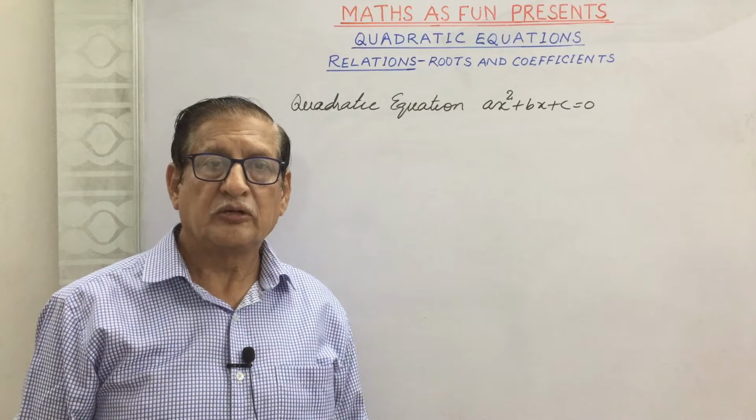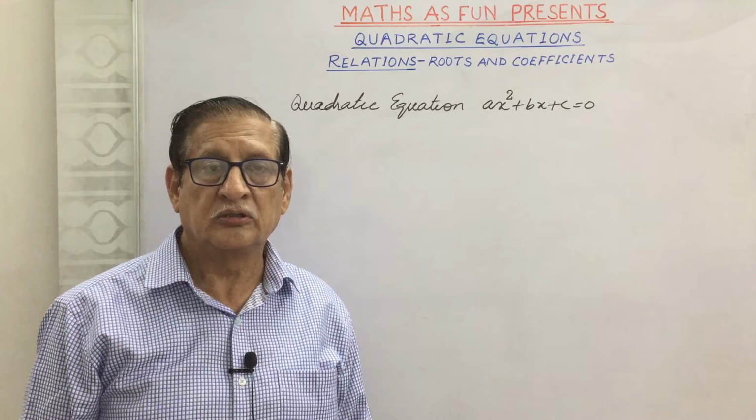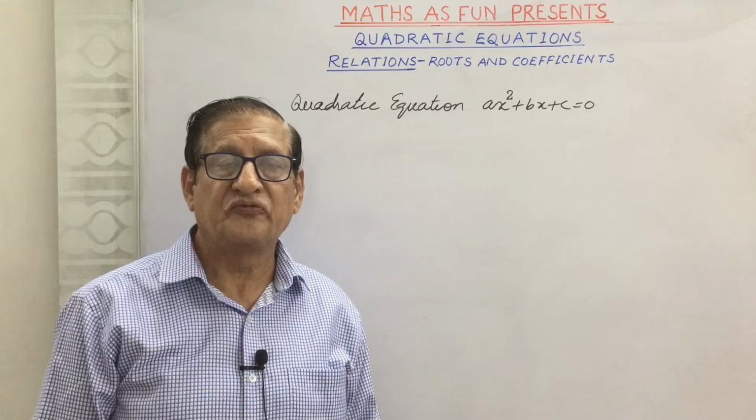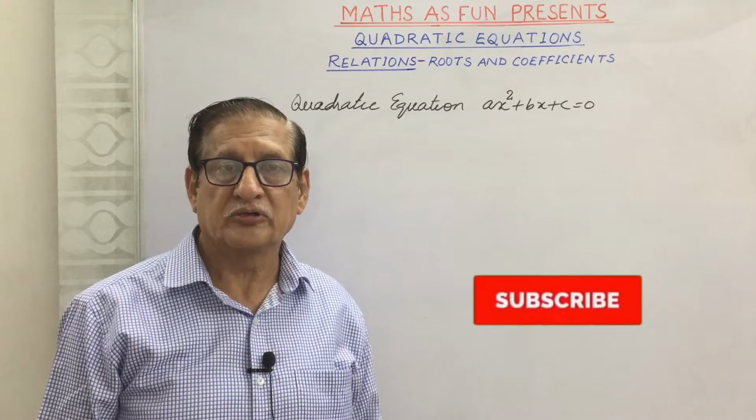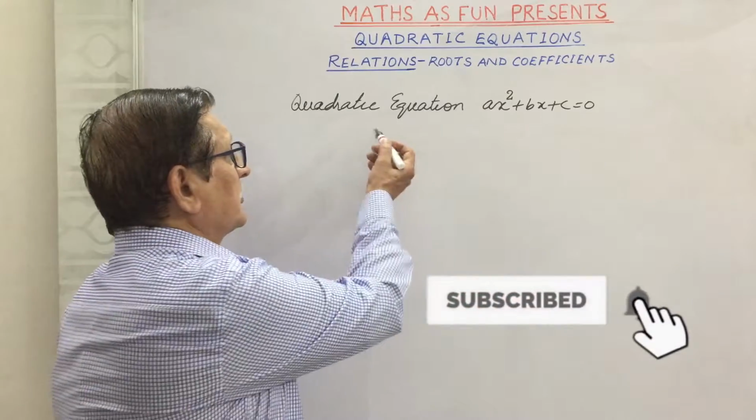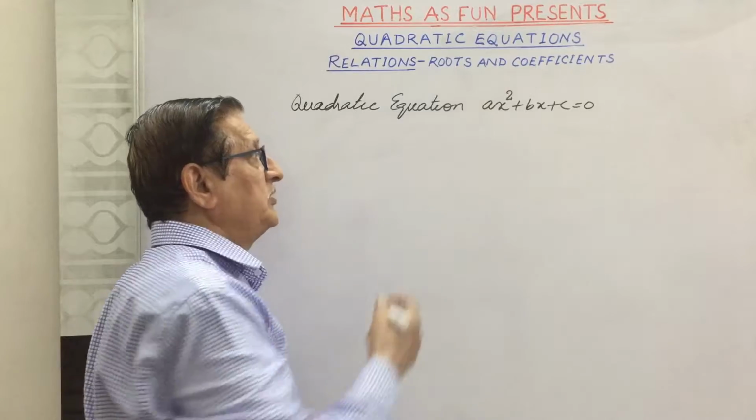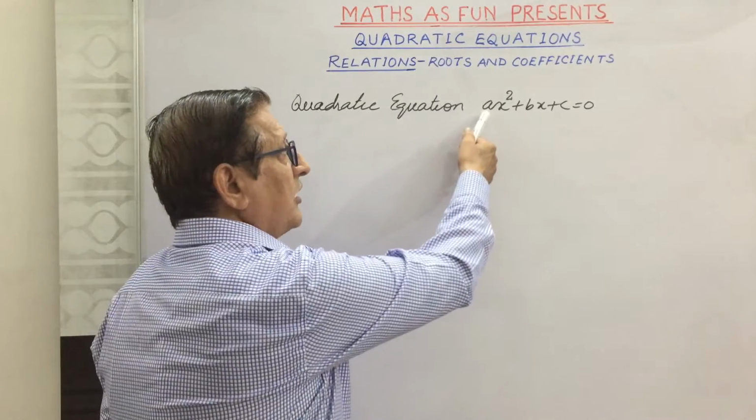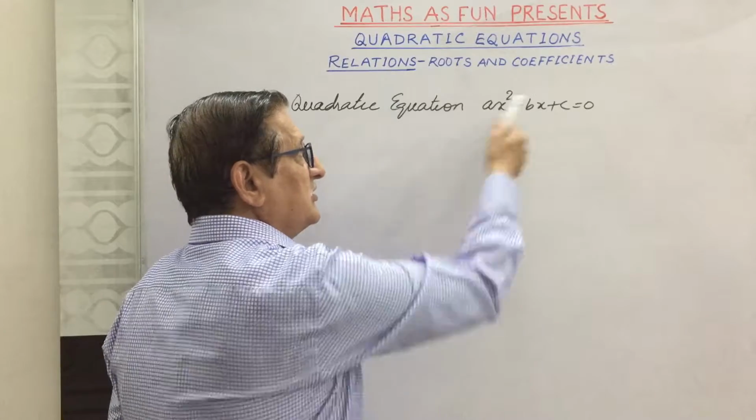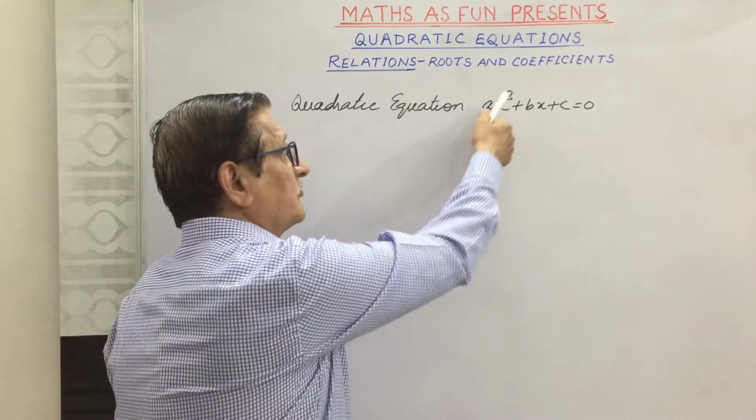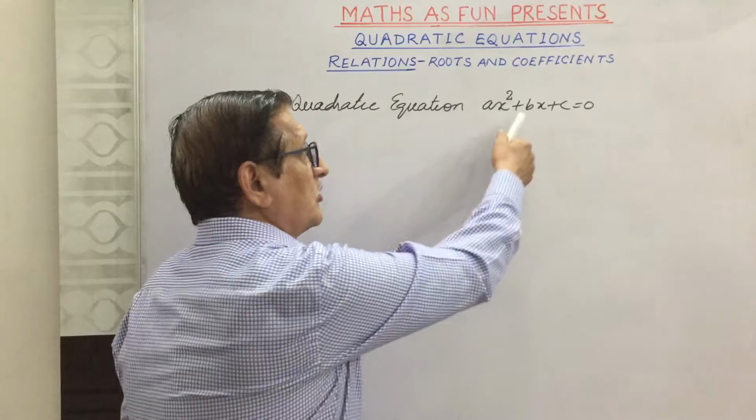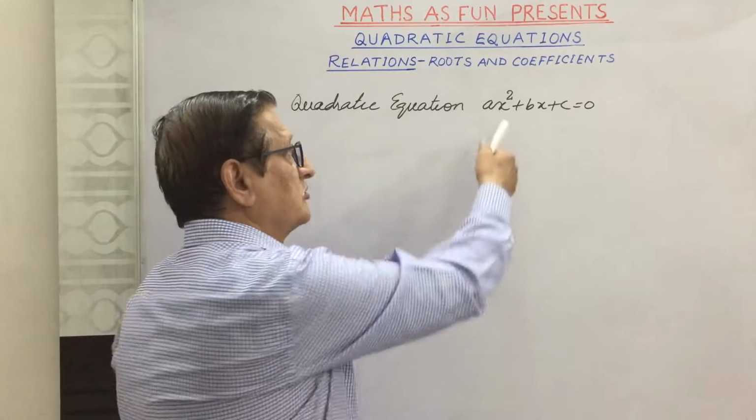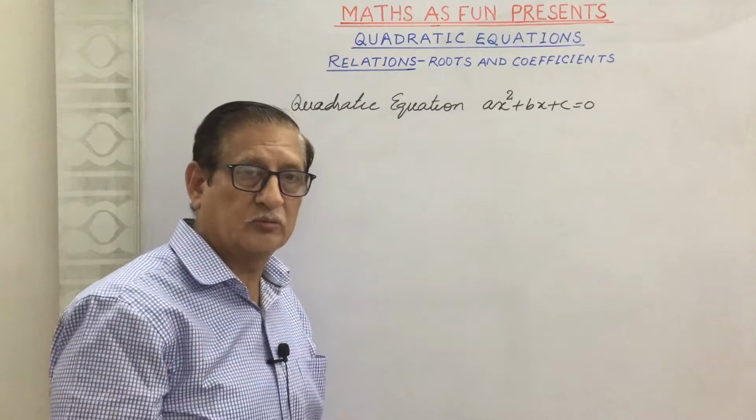Hello everyone. In this video we will learn about the relations between the roots and the coefficients of a quadratic equation. Suppose the quadratic equation is ax square plus bx plus c equal to 0. We know the coefficients are a, b and c. a is the coefficient of x square, b is the coefficient of x and c is the constant term. So these are known as quadratic coefficients that we know.